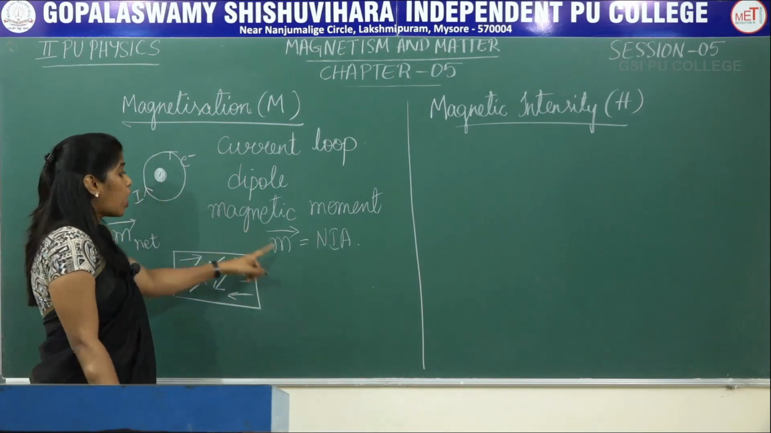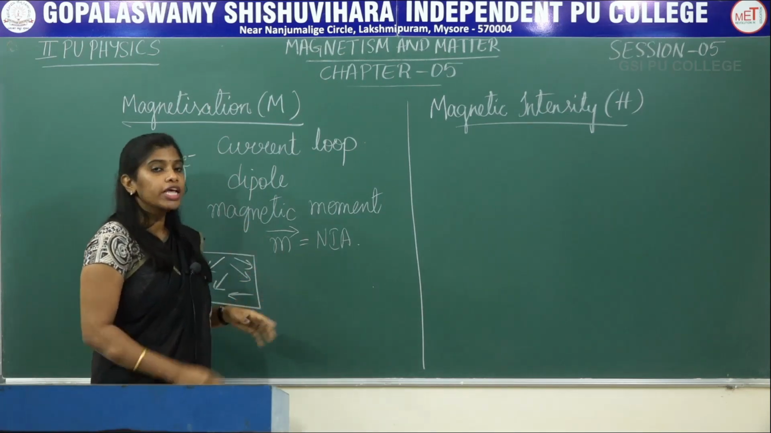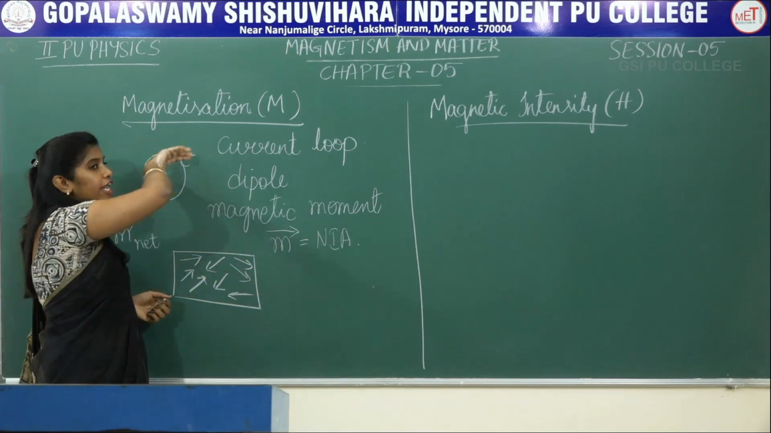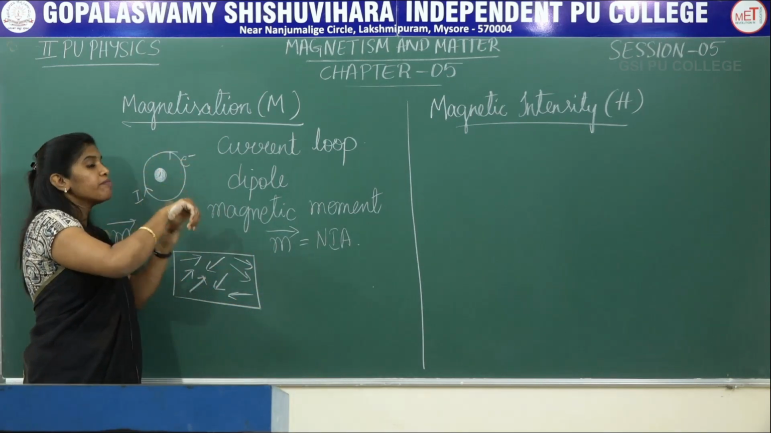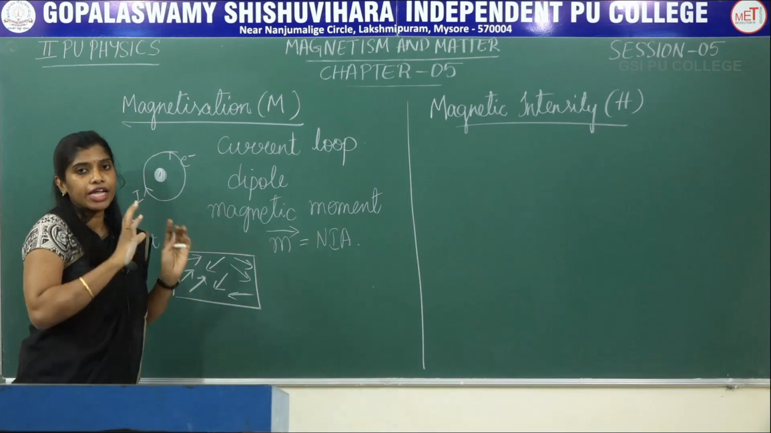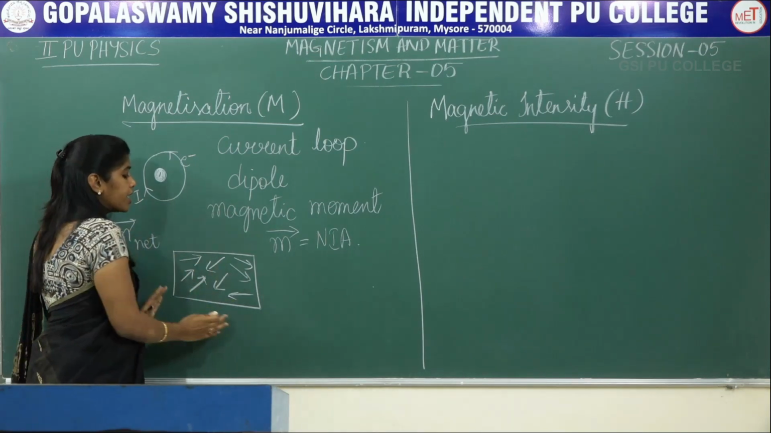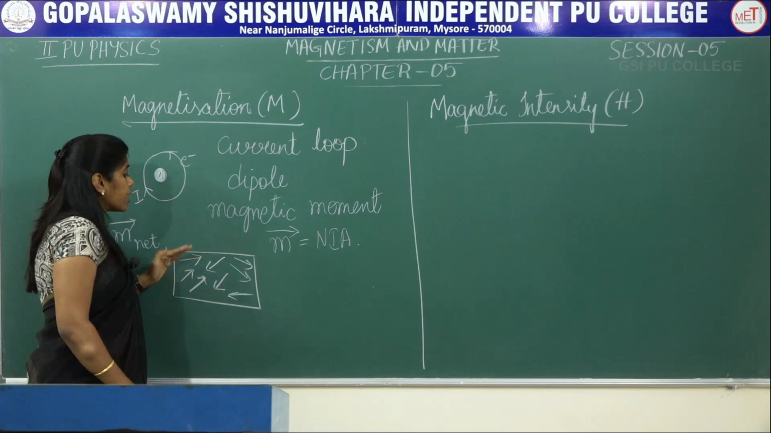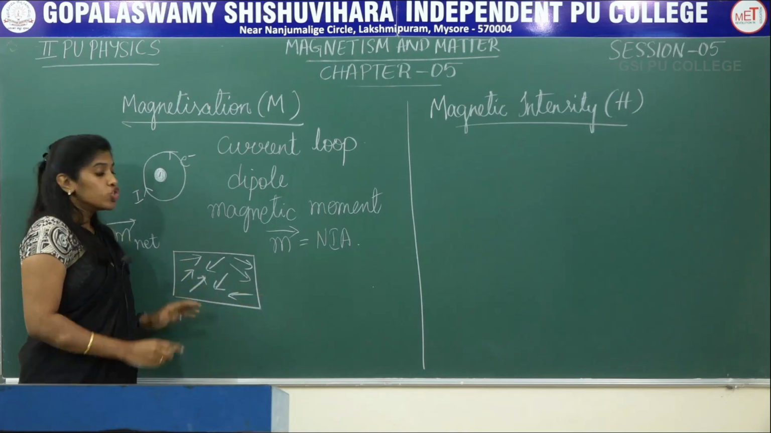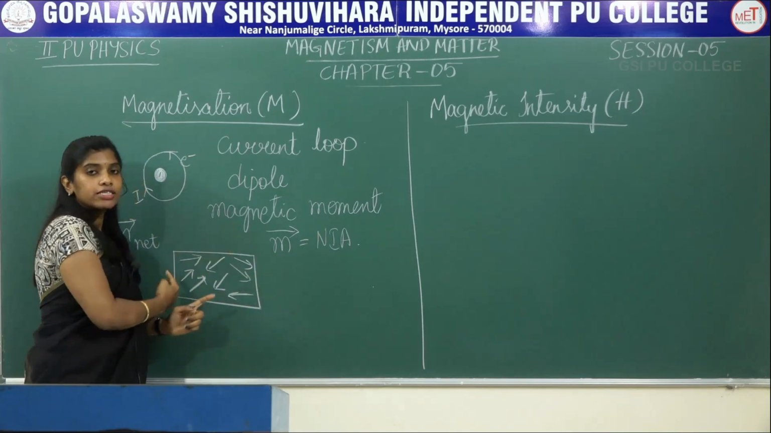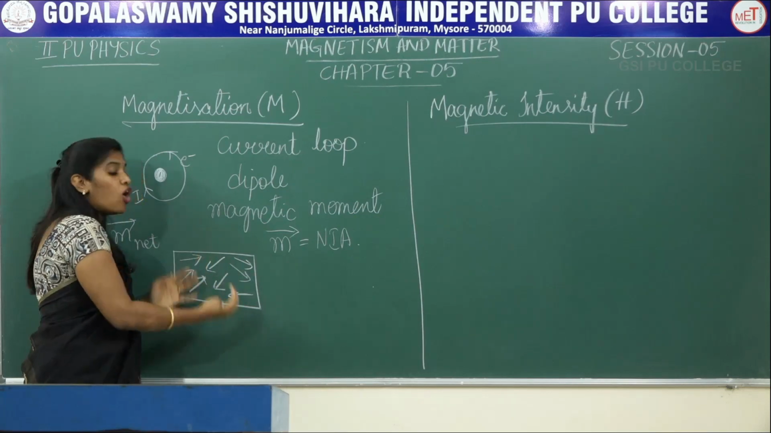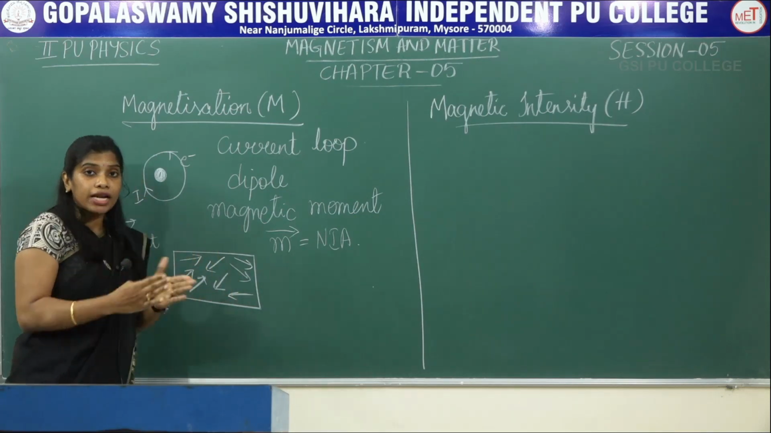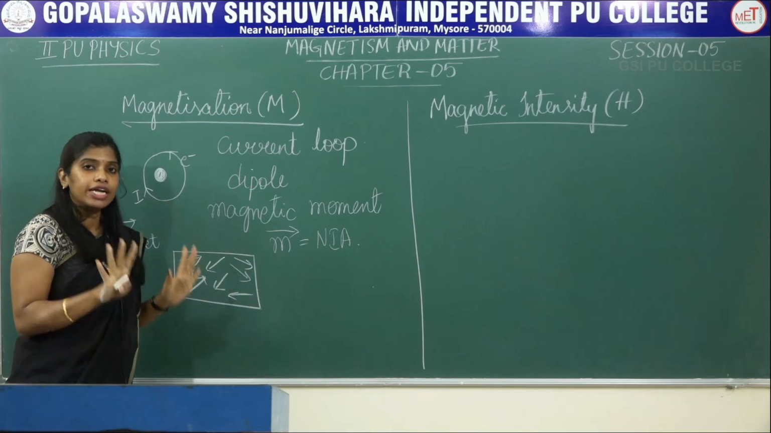As you all know, how to find the direction of magnetic moment? Just curl your fingers in the direction of the current and your thumb indicates the direction of the magnetic moment. So if you find the magnetic moment of each atom, they are in random directions. So in this material, all the atoms are having magnetic moments which are in random directions.